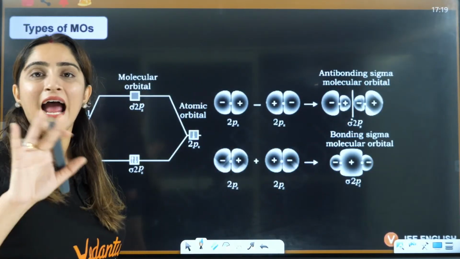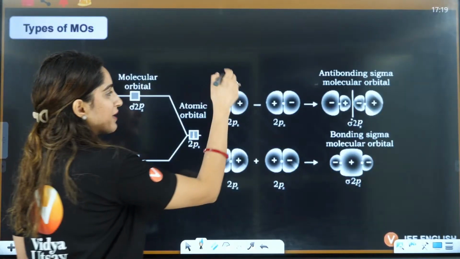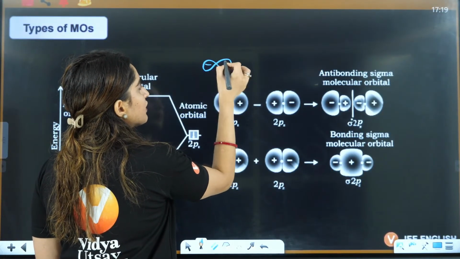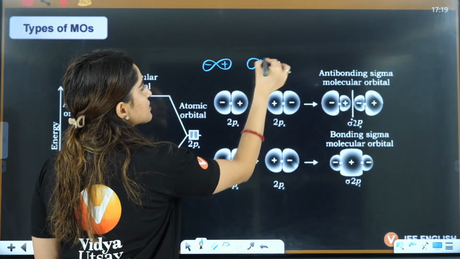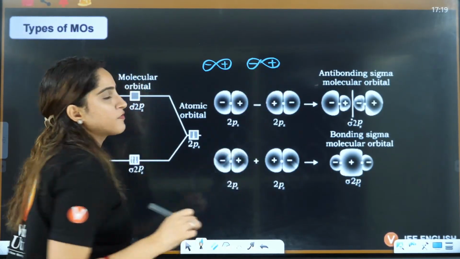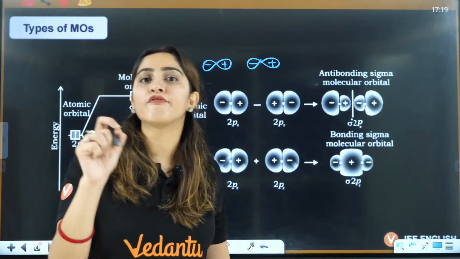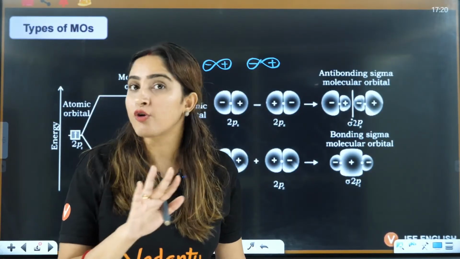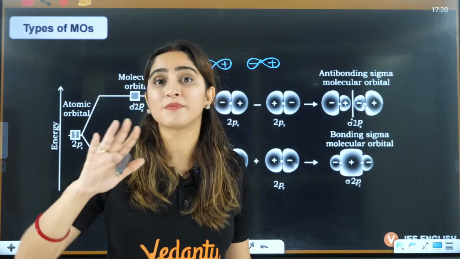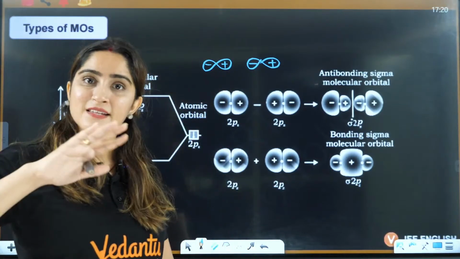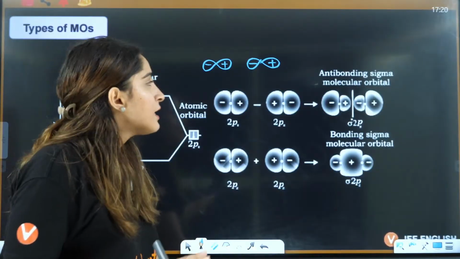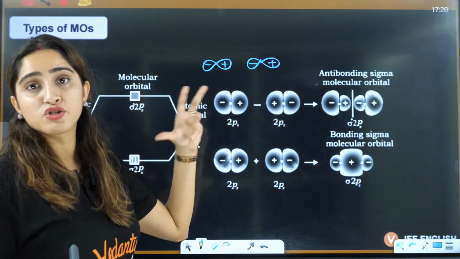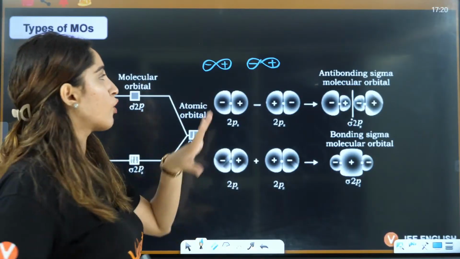So basically, in the anti-bonding molecular orbital, to make it a little easier for you, this is negative, this is positive, this is negative, this is positive. That means two different phases are overlapped. Plus and minus are not representing any charges, they are representing the waves, crests and troughs, right? So when positive and negative overlap, you have the formation of the anti-bonding molecular orbital.